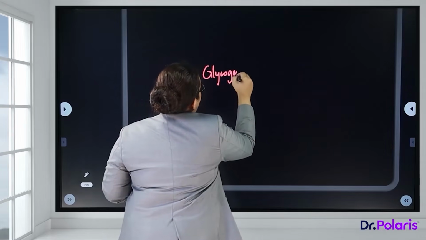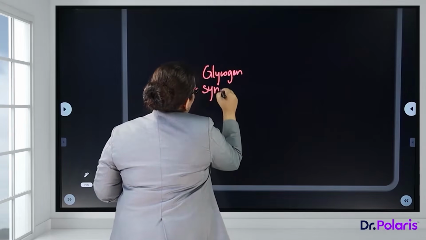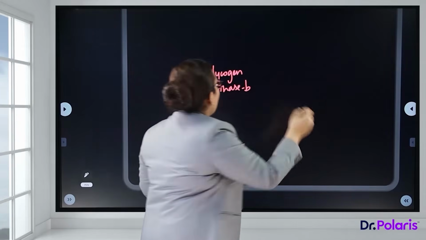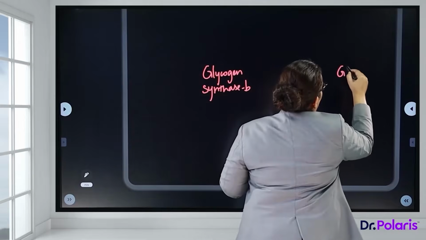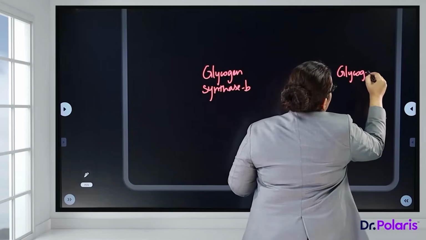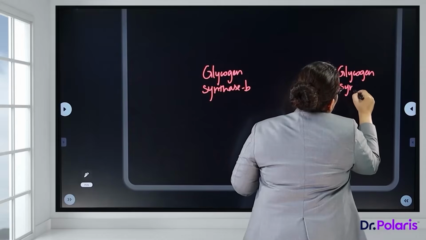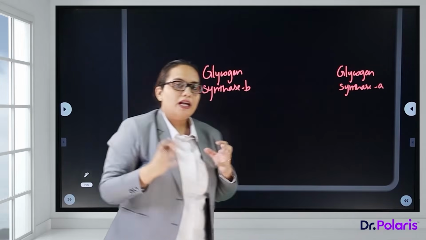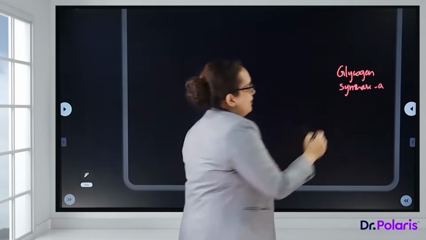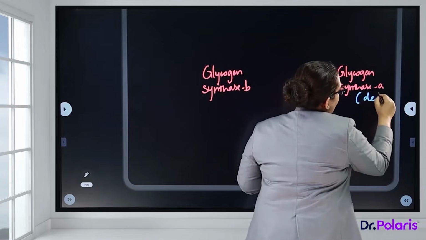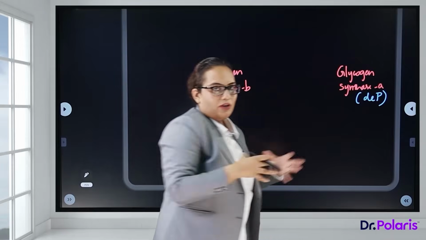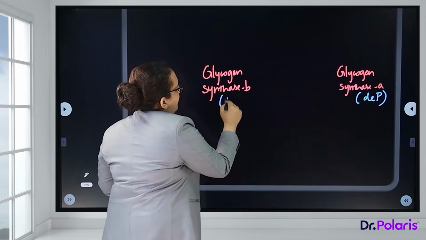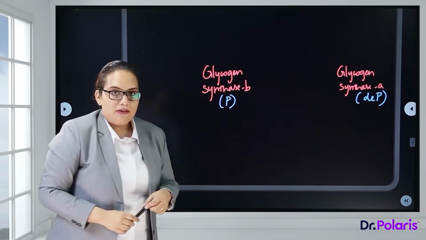So initially glycogen synthase is in the inactive form. So I'll just write B over here, and then I want to convert this to an active form, which is glycogen synthase A. Remember, the active form of glycogen synthase A is the dephosphorylated form. So I'll just write DE capital P, meaning phosphate is not attached. Whereas glycogen synthase B, the opposite is true. The inactive form is the phosphorylated form.